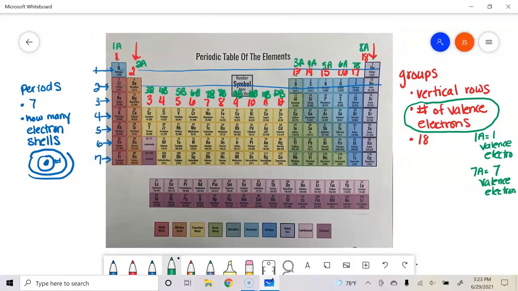Okay, so periods go across, groups go down. So again, if we just draw this down here, that is a group. Groups and periods.